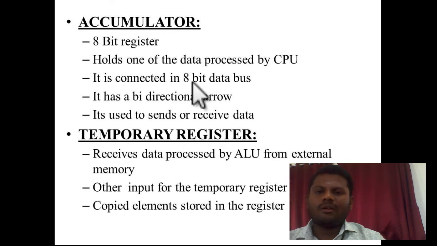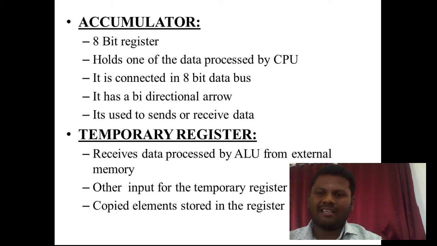So first, what is the accumulator? We already saw that it is an 8-bit register. It holds data processed by the CPU. And what is the CPU? The arithmetic and logic unit is one of the main important parts of the CPU. So it holds the data, whatever data we give, and it can be processed.